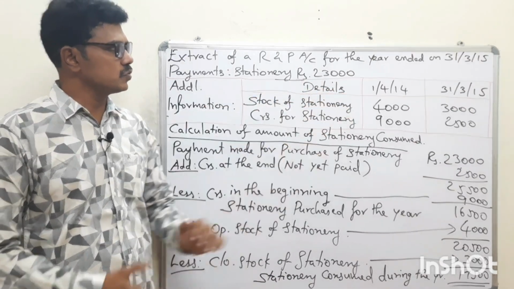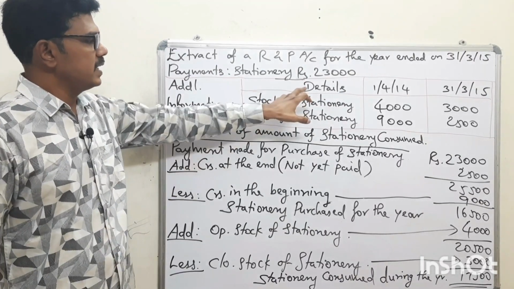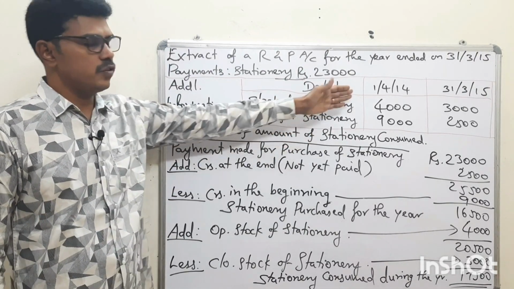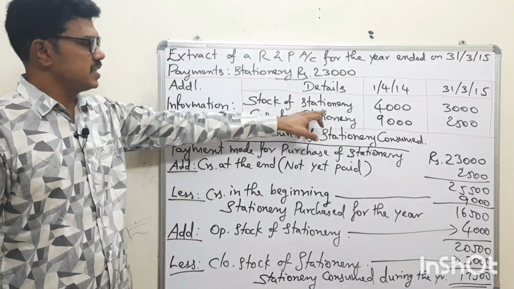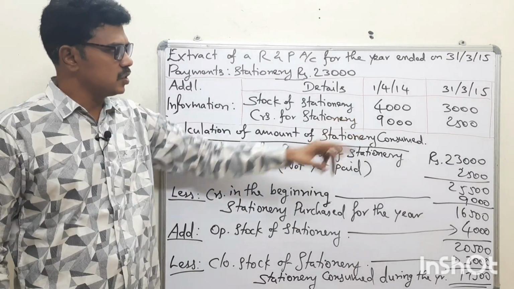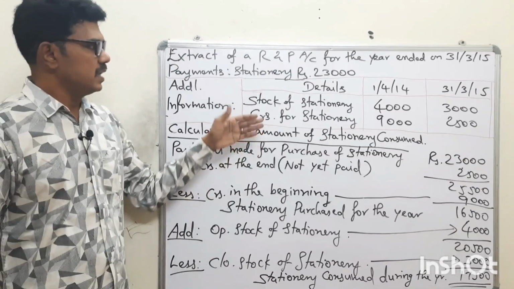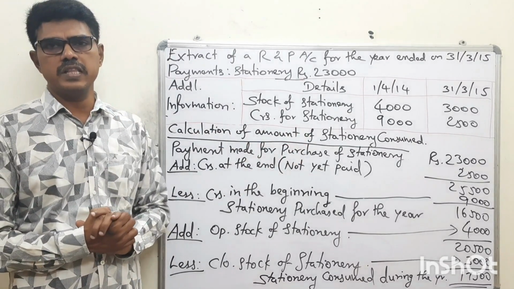Details: 1/4/2014 and 31st/3/2015. Under details, stock of stationery, 1/4 means opening and 31st/3 is closing. Stock of stationery 4,000 and 3,000. Creditors for stationery 9,000 and 2,500. They ask us to calculate the amount of stationery consumed during the year.